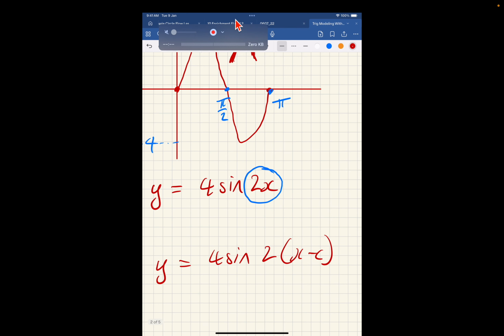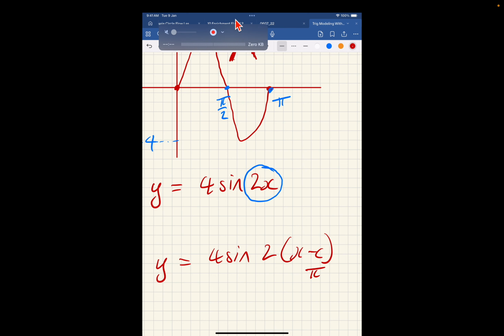So it's a little bit longer, but you can get the understanding that the horizontal shift is exactly pi over 2 from the original 4 sine 2x. I hope that helps.